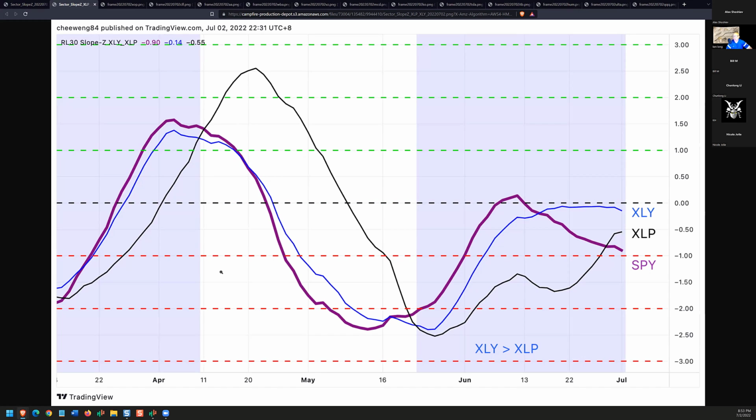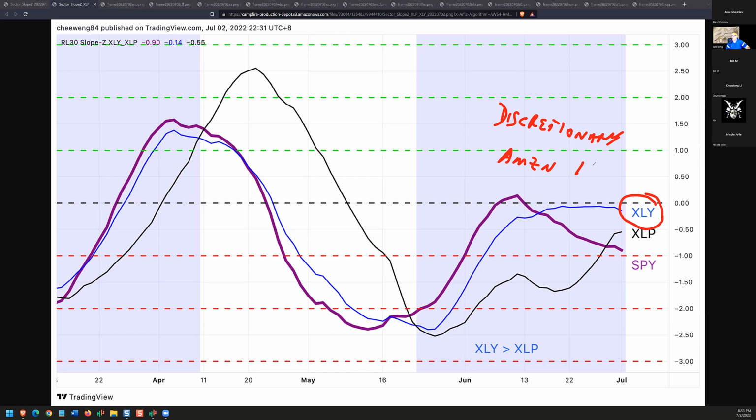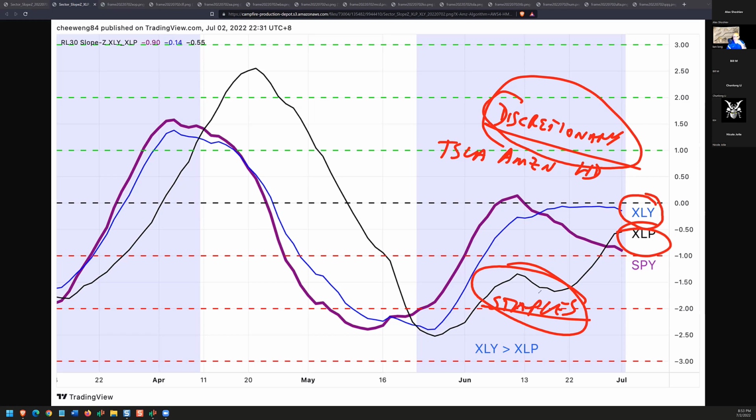This is the same concept, only now we're taking a slightly different approach. What we're looking at is XLY, the consumer discretionary. This one happens to have, I think, Amazon, Home Depot, and Tesla in it. And then XLP is all the staples, your Walmarts and things like that. We might think of discretionary as more growth oriented and staples as a defensive play. So we're taking a look at these two broad market conditions.